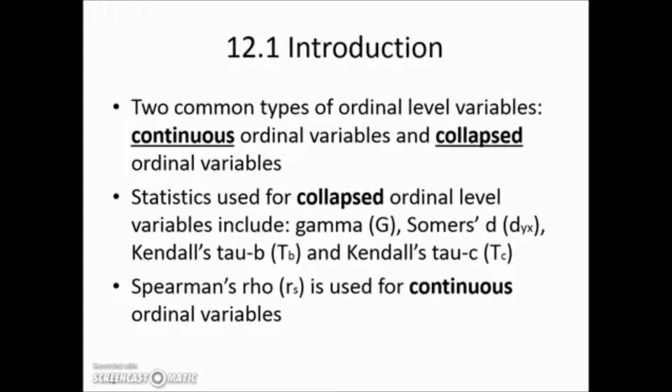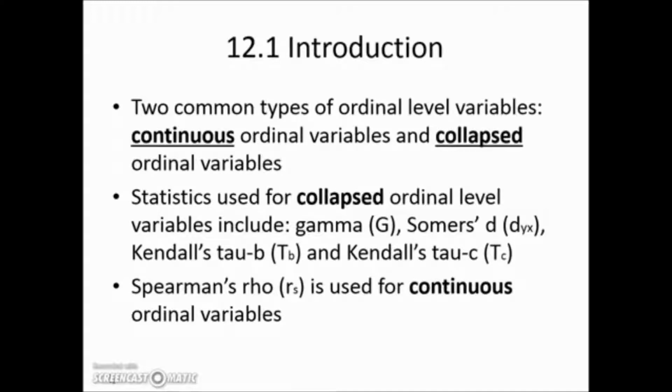The second type, which we call a collapsed ordinal variable, has only a few values or scores and can be created either by collecting data in collapsed form or by collapsing a continuous ordinal scale. For example, we would produce collapsed ordinal variables by measuring social class as upper, middle, or lower, or by reducing the scores on an attitude scale into just a few categories.